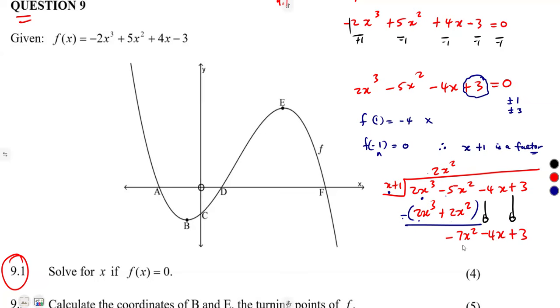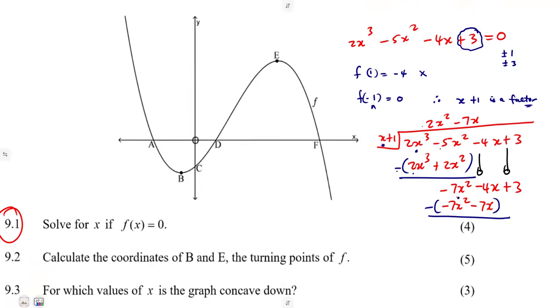Then divide again, first term to the first term. I'm dividing minus 7x squared divided by x. That's going to be minus 7x. Then minus 7x multiplies back everything. So it's minus 7x times x, minus 7x squared, times 1, minus 7x. Then we subtract. All right, so this is what you're going to have.